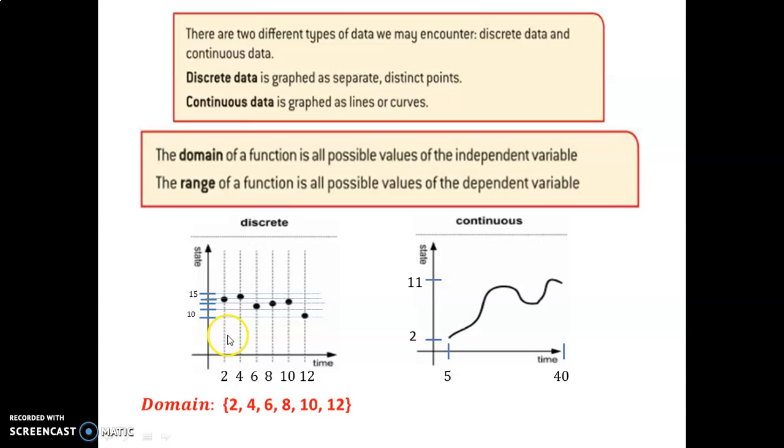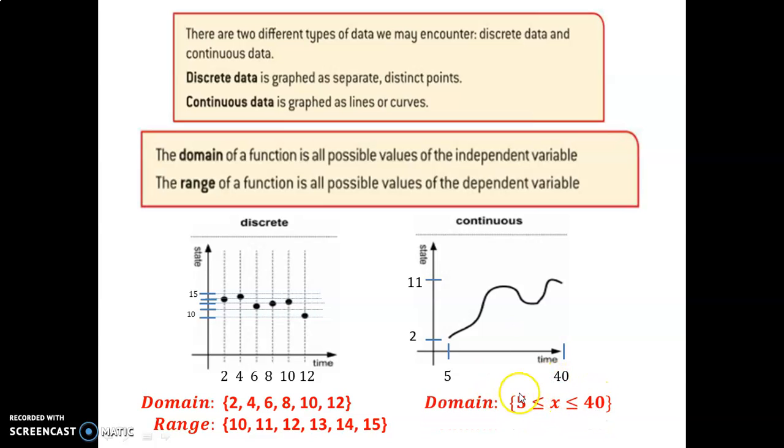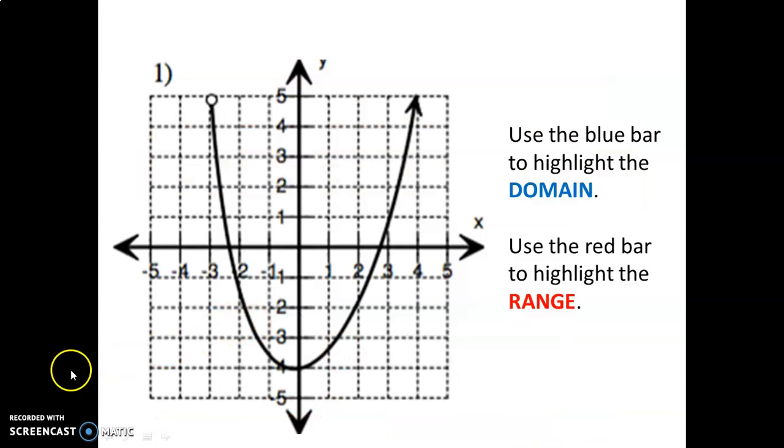And here, for this one, we can say the domain, since it's discrete, we can list all the values in the domain. 2, 4, 6, 8, all the possible x values are listed here in this set. The range here can also be listed. It's the specific y values that these points take on, and the whole set is there. For continuous, we need to show it as a set of infinite points. So therefore, x values between 5 and 40, including both. And range is all the y values from 2 to 11, including all the points, showing it like this. Okay, that's domain and range.